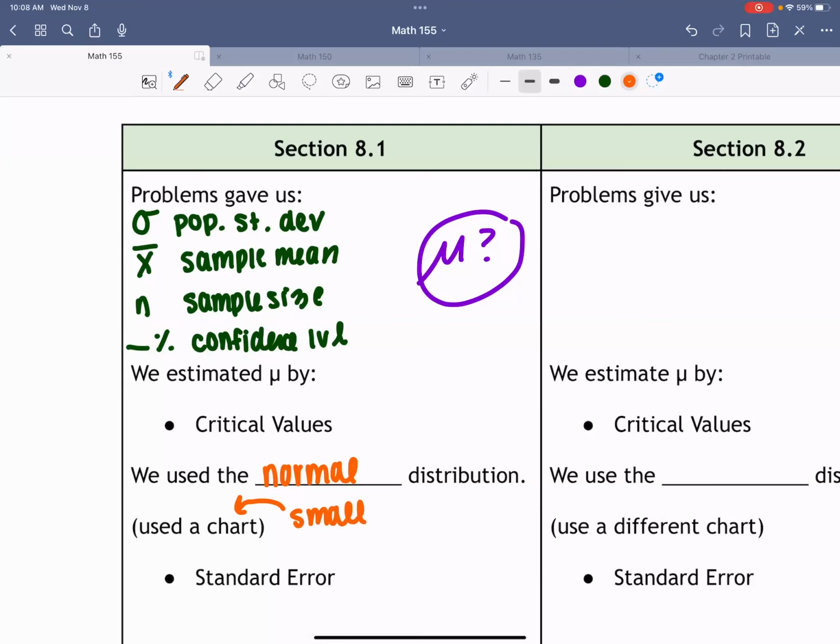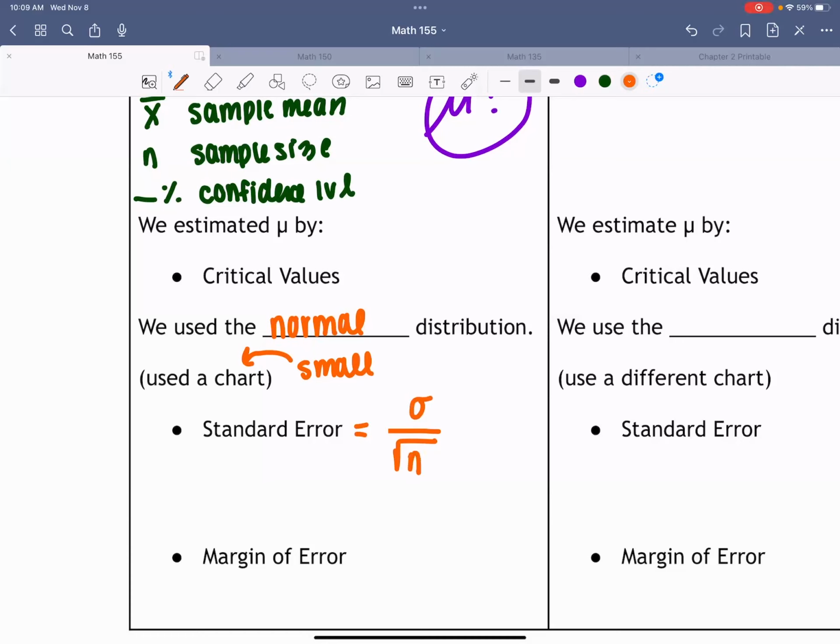Standard error, does anyone remember the formula for that one? Give you a hint, it's a fraction. Give you another hint, there's a square root in it. Nathan? The standard deviation. Perfect. Over the size or the, yes. Yeah. So standard deviation over the square root of n. It was a formula you had to memorize, but you already memorized it when you learned about the central limit theorem, so it's really not that bad once we're here.